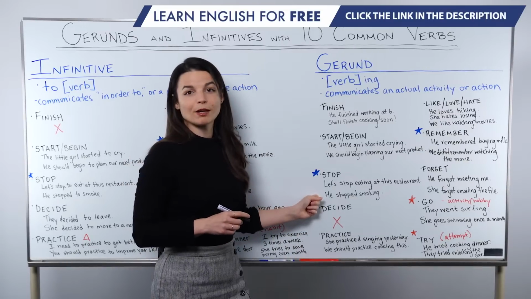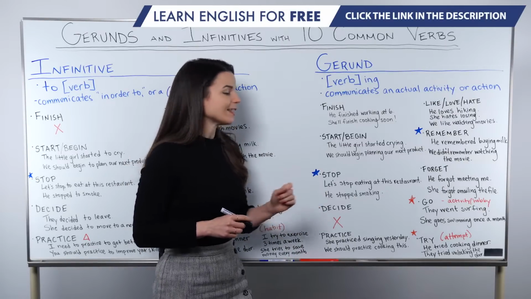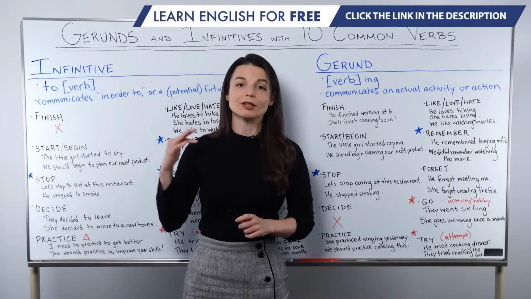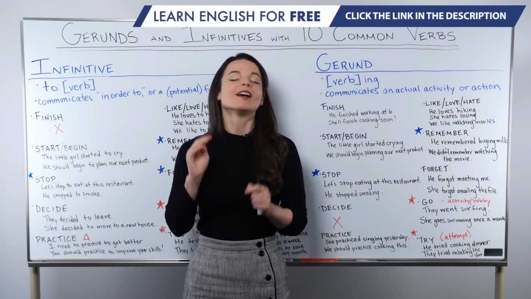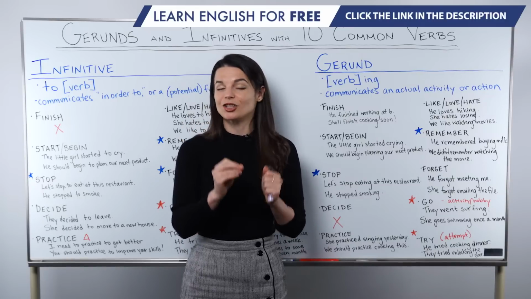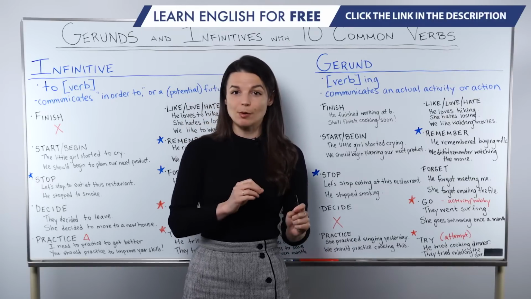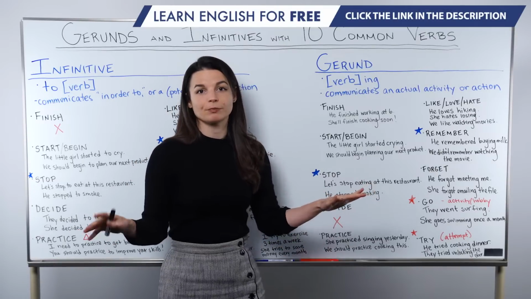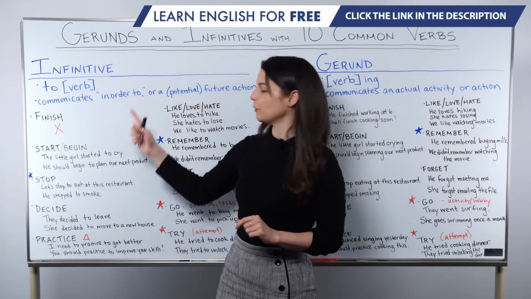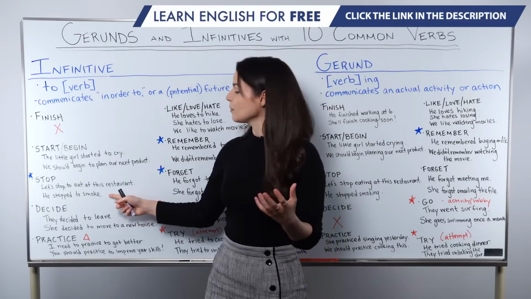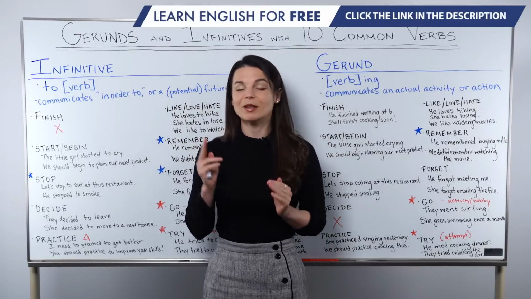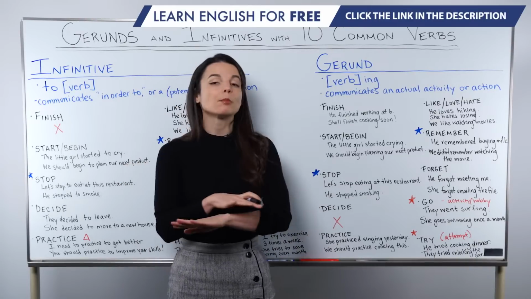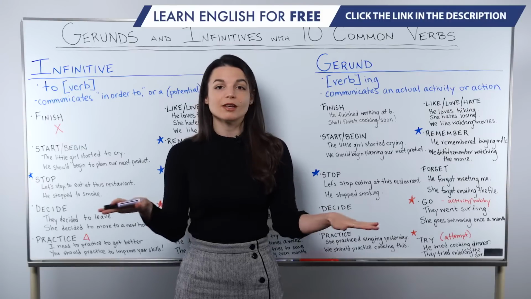He stopped smoking. This sentence means he stopped the habit of smoking. So maybe he was a smoker, he smoked cigarettes for a very long time, and then one day he decided to change that habit. He stopped smoking. So this, again, is completely finishing a behavior. In our first example with the infinitive form, he stopped to smoke, this communicates stopping one action one time in order to do another action. However, with the gerund form, it means completely stopping or completely finishing an action.